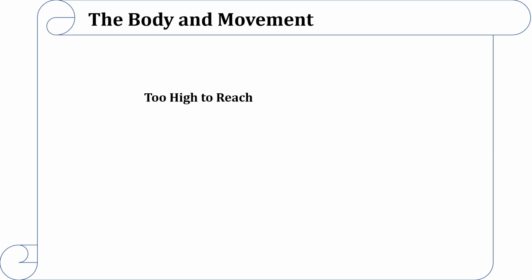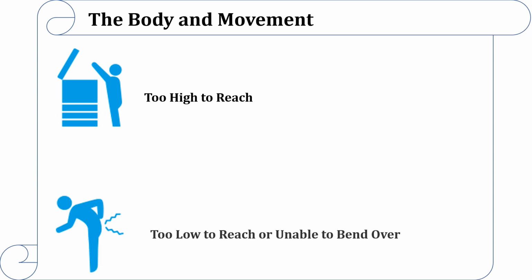Too high to reach. This impacts people shorter in stature, children, wheelchair users, and elderly people. Products must be designed so that anyone can reach their controls. Too low to reach or unable to bend over. A crouch posture is undesirable because it places significant stress on the body. Therefore, products must be designed so the user can use them while standing whenever possible. These are the icons for them.